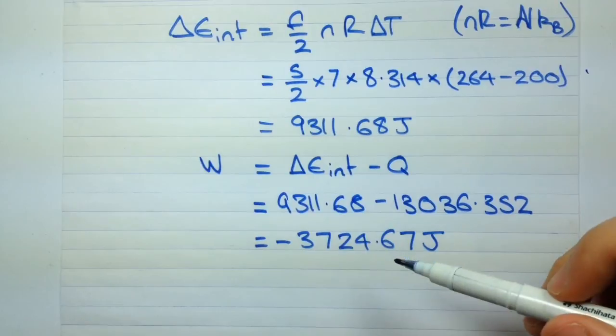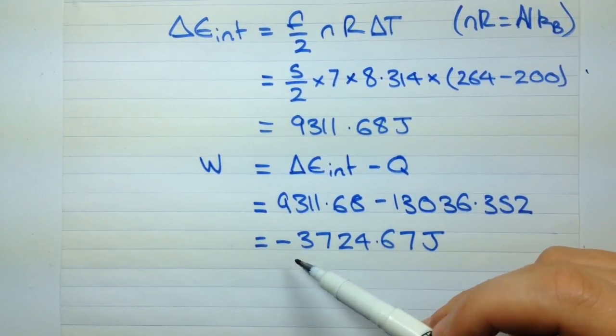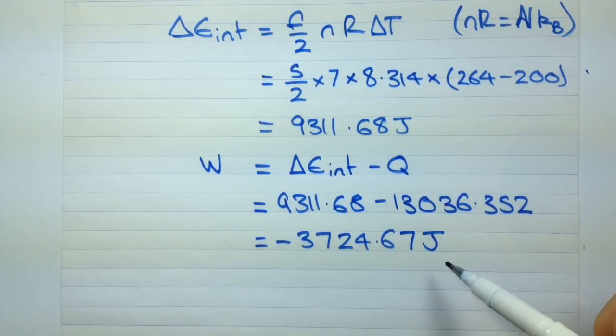The way we interpret it is that the work was done by the gas on its surroundings because it resulted in the loss of this amount of energy. And that concludes the molar heat capacity example and this video.